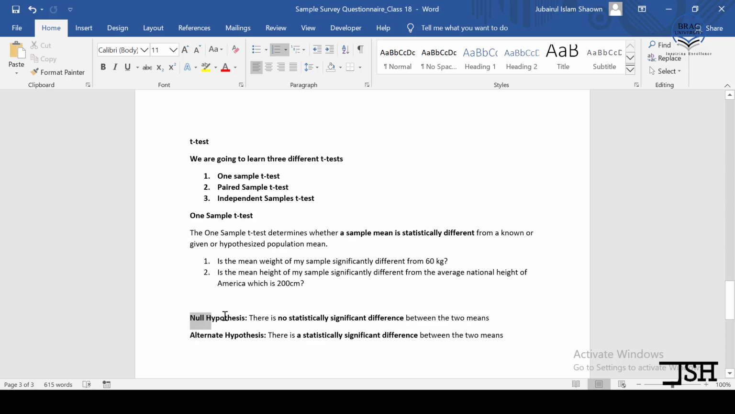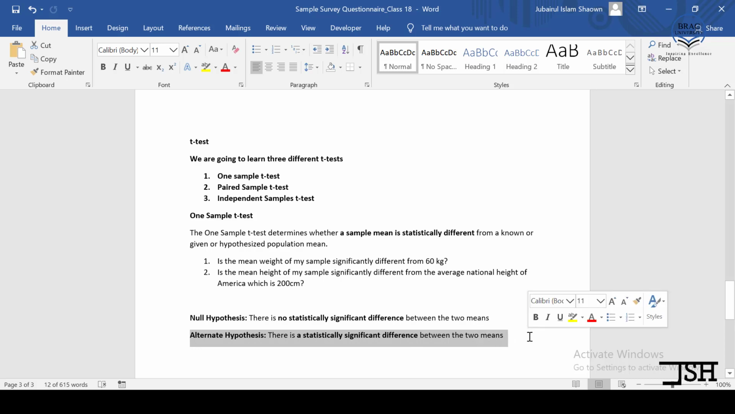Here it is. The null hypothesis will be there is no statistically significant difference between the two means. That means both of the means are equal or same. On the other hand, the alternate hypothesis will be there is a statistically significant difference between the two means. So this is how we write two hypotheses for one sample t-test.